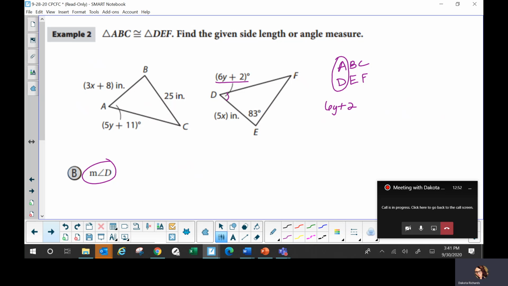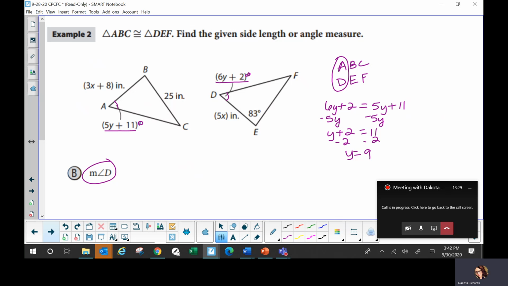Okay, and then angle A is here. Remember, it's got the little degree symbol, so that's how you know it's representing a degree. And that was 5y plus 11. So you're going to set those two expressions equal to each other. Okay, first thing I'll do here is subtract 5y. 6y minus 5y is just y, plus 2 equals 11. And you're going to subtract 2, subtract 2. We get y equals 11 minus 2, which is 9.